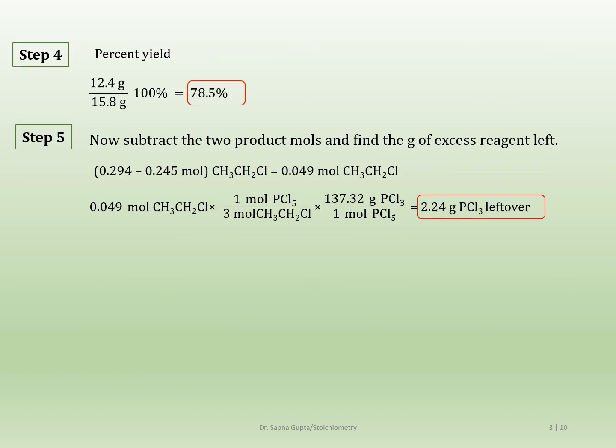So the percent yield is 12.4 over 15.8, and this is the answer. And then subtraction of the two products. Once you've subtracted, you know this is how much more you could have formed. And once you have that moles of product, do the mole ratio to the excess reagent, and then convert that moles of excess reagent to grams of PCl3. So moles to mole ratio to grams, and then you have 2.24 grams of PCl3 left over.